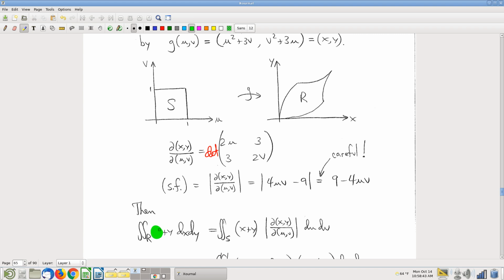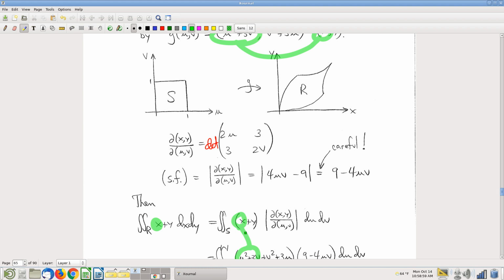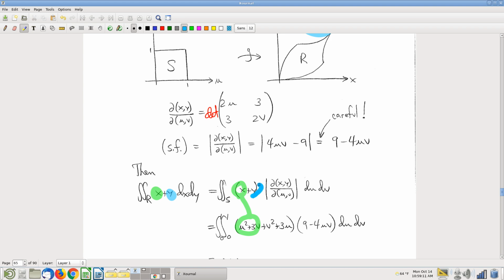That x right there is u squared plus 3v. It's in the change of variables functions right there, staring at you. So that x, u squared plus 3v, from there. Likewise, this y, there it is. It's v squared plus 3u. There it is. Everybody on board?